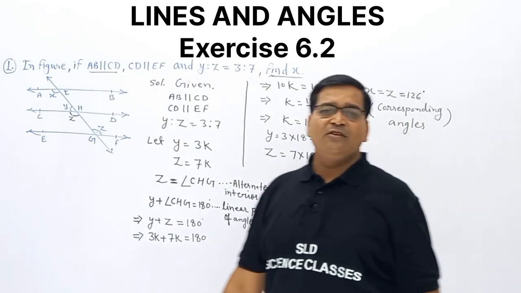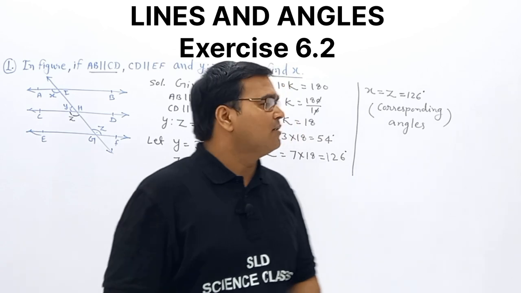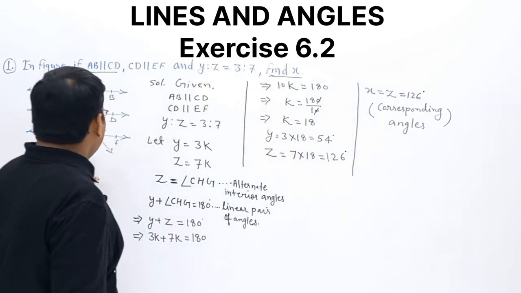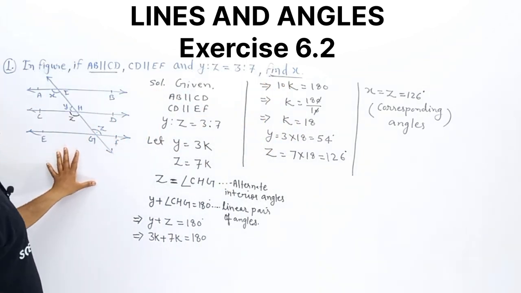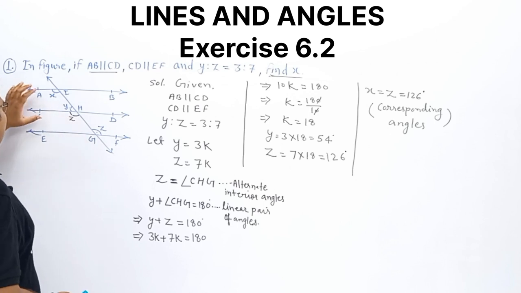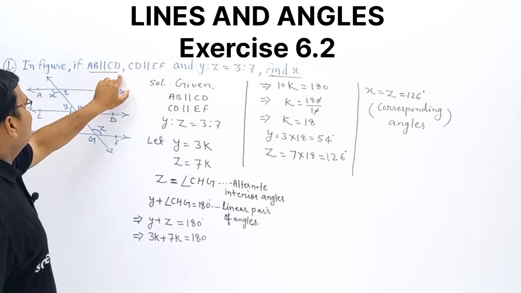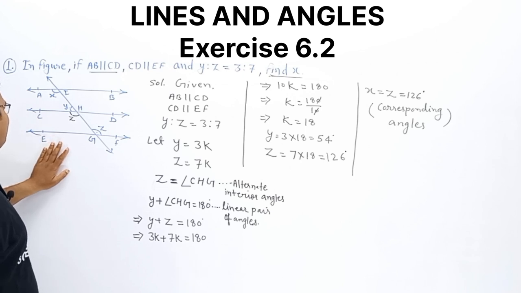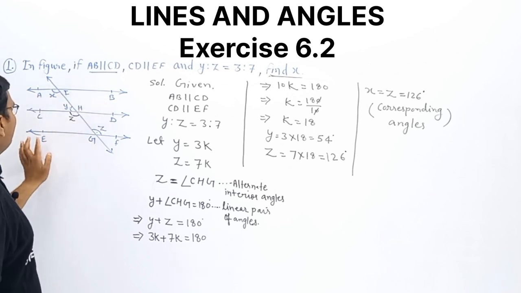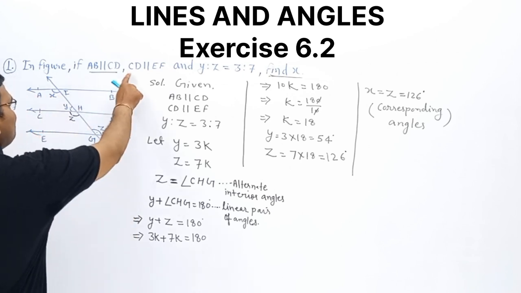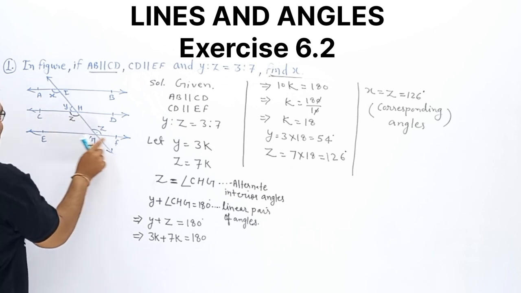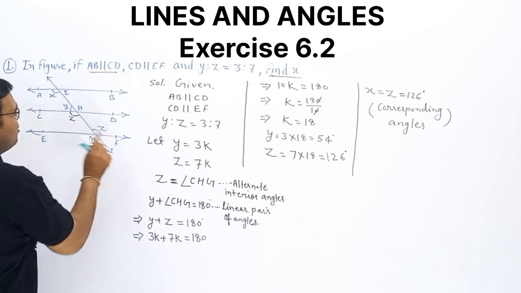Once we know the basic concepts of lines and angles, we studied all in the introduction class. So what about this one? In the question we are having two parallel lines. AB is parallel to CD, and CD is parallel to this one. So automatically we can say AB will be parallel to EF. CD is parallel to EF. So automatically this line will be parallel to this one.